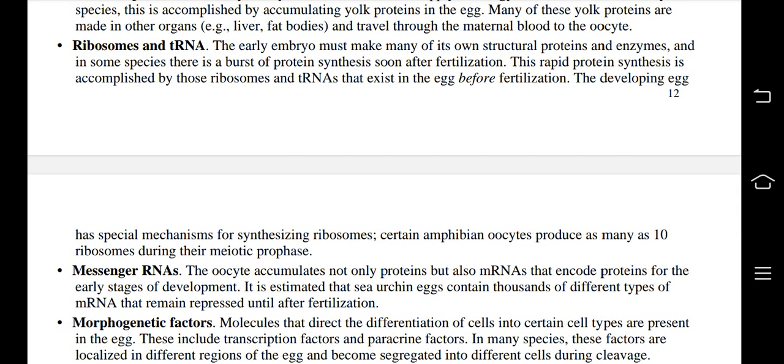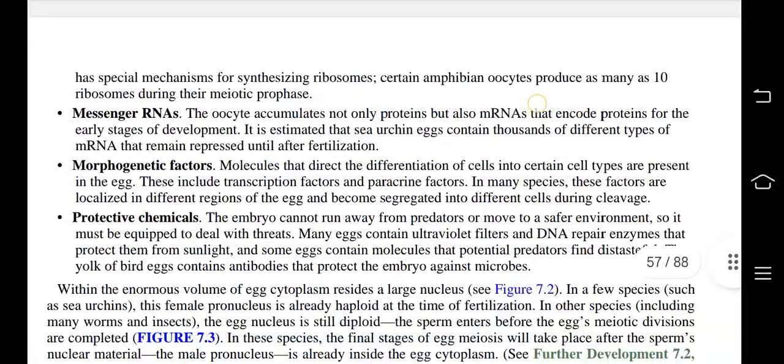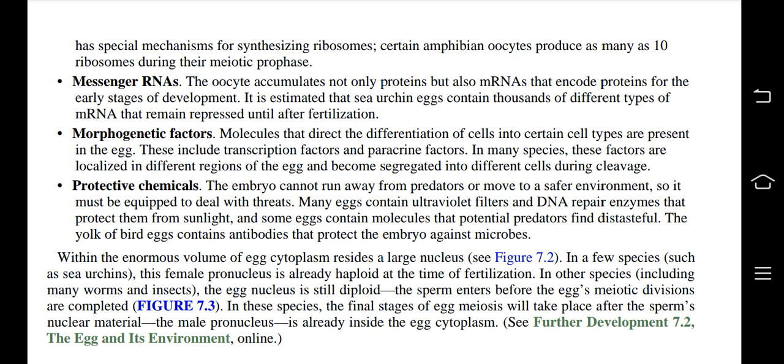The early embryo must make many of its own structural proteins and enzymes, and in some species there is a burst of protein synthesis soon after fertilization. This rapid protein synthesis is accomplished by those ribosomes and tRNAs that exist in the egg before fertilization. The developing egg has special mechanisms for synthesizing ribosomes. Certain amphibian oocytes produce as many as 10 ribosomes during their meiotic prophase.